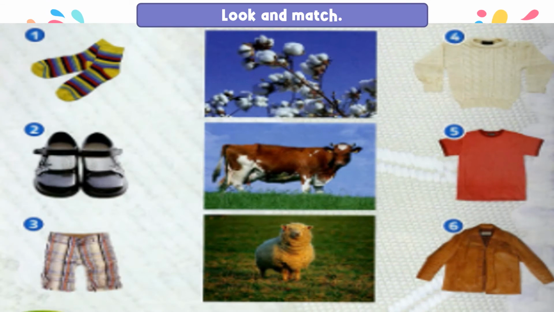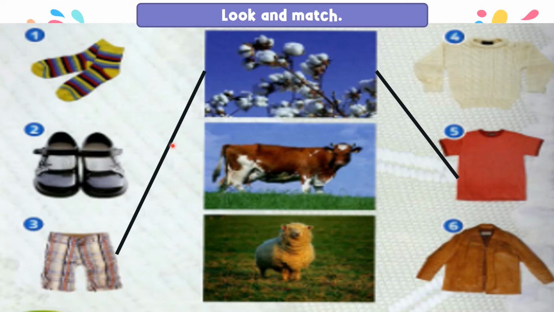So now, we have come to our first activity, look and match based on what we have learned just now. So let's match now. For the first picture, let us do it together. For the first picture, this is a picture of cotton. Okay, a plant. So plant is cotton. What are the clothes that is made from cotton? Yes, very good. Cotton shorts. Second, what is it? Cotton t-shirt.